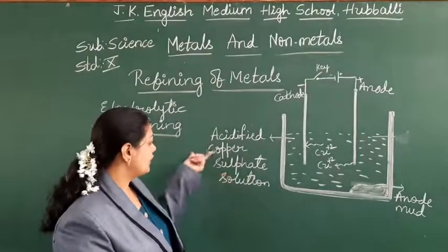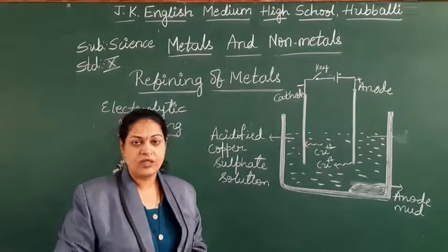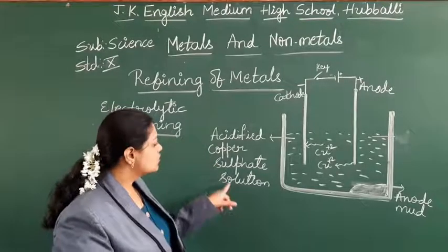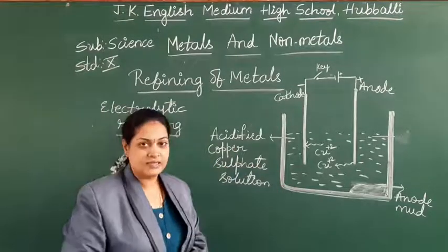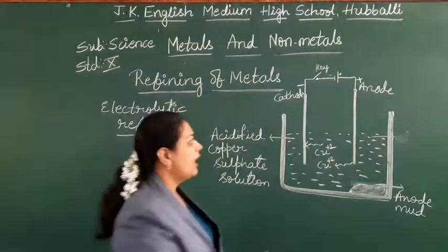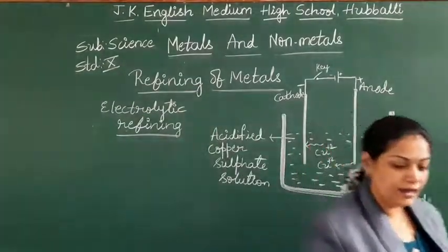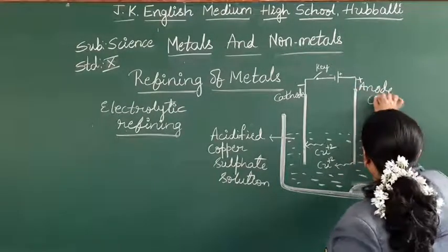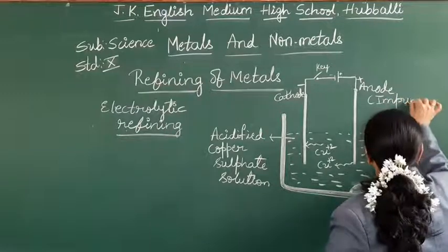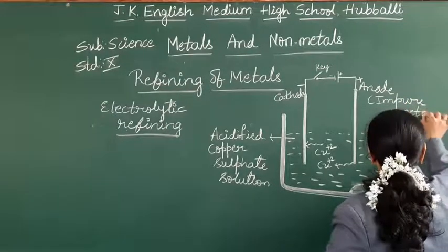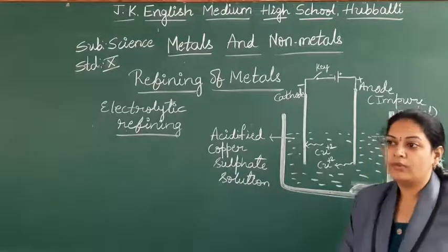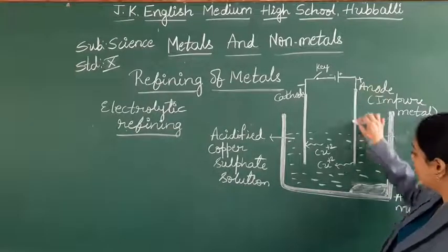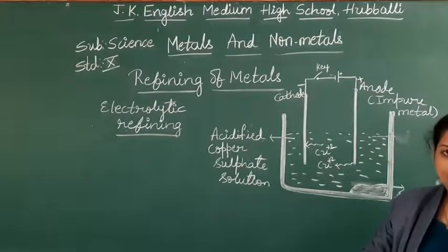Then here we are going to take the copper sulfate solution. That is what I told you. The respective metal solution, we are going to take it in this tank. And the anode will be the impure metal. Which metal you want to refine, that metal you are going to attach towards the anode side.